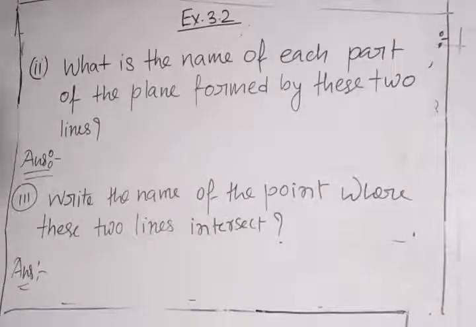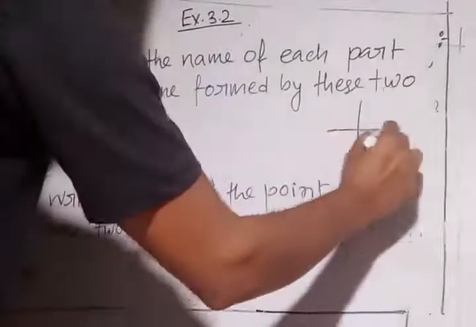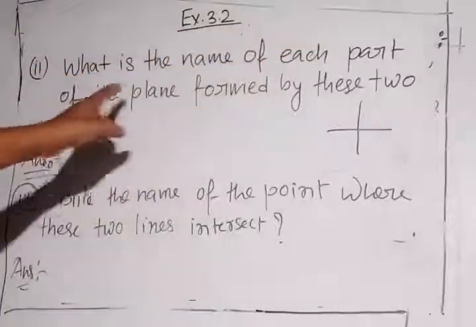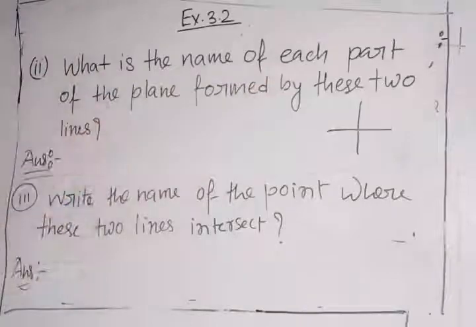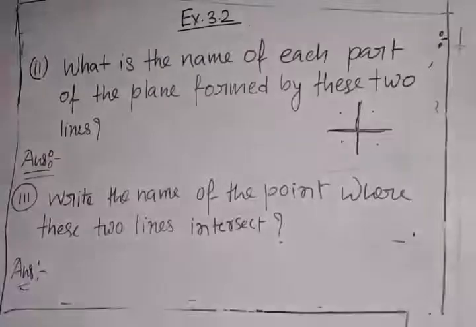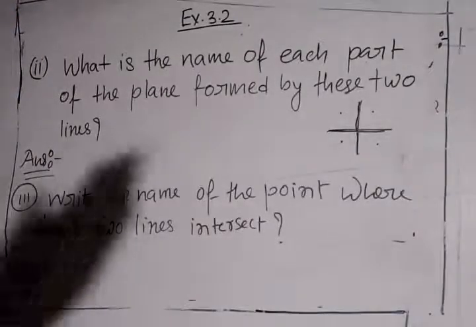And the next question is, what is the name of each part of the plane formed by these two lines? The horizontal line and the vertical line will form four parts in the graph paper. That means in the Cartesian plane, they will form four parts. These two lines, the horizontal and the vertical lines. What is the name of each part of the plane formed by these two lines? They will form four parts like this: 1, 2, 3 and 4. Now you have to write down the name of the parts.